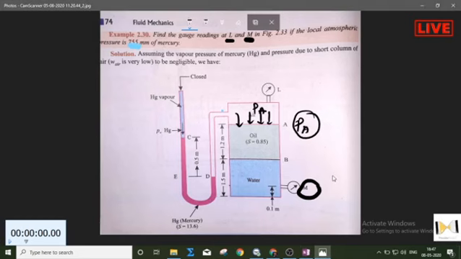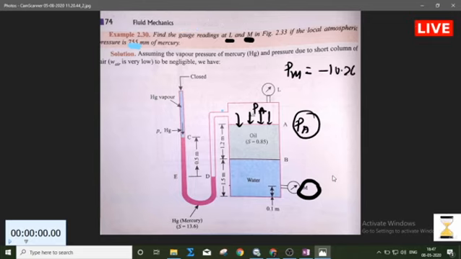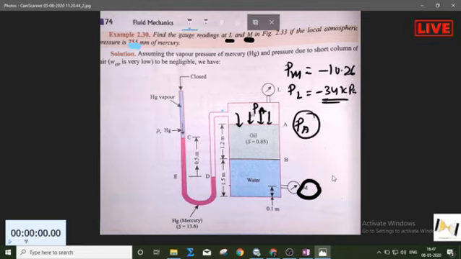What is the pressure at point M? So we got the pressure at point M, this is minus 10.26, and the pressure at point L will be minus 34 kilopascal. Okay, this is what we found out.